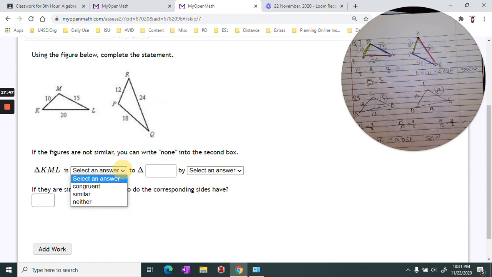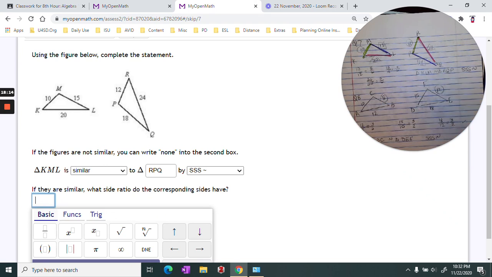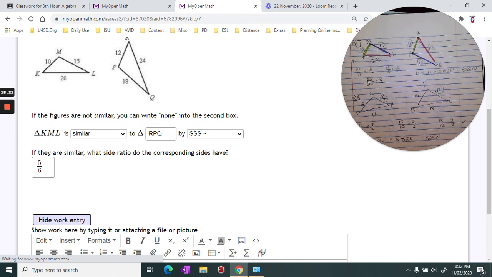So this tells me that my triangles are similar by side similarity. So I'm going to come here. They are similar. So triangle KML. So I'm going from the short side down the medium side. So RPQ would be that short side down the medium side. And that is by side similarity. And that ratio that I got was 5/6. And I am going to add my work.